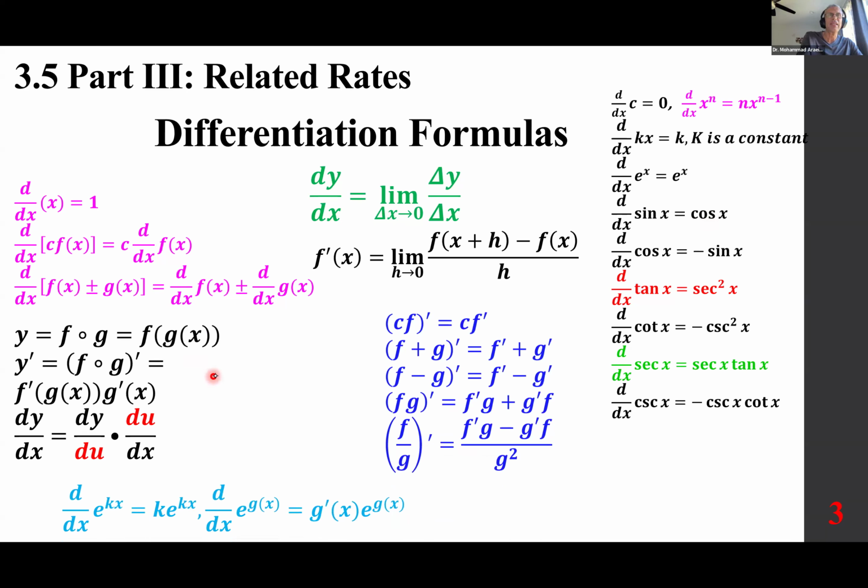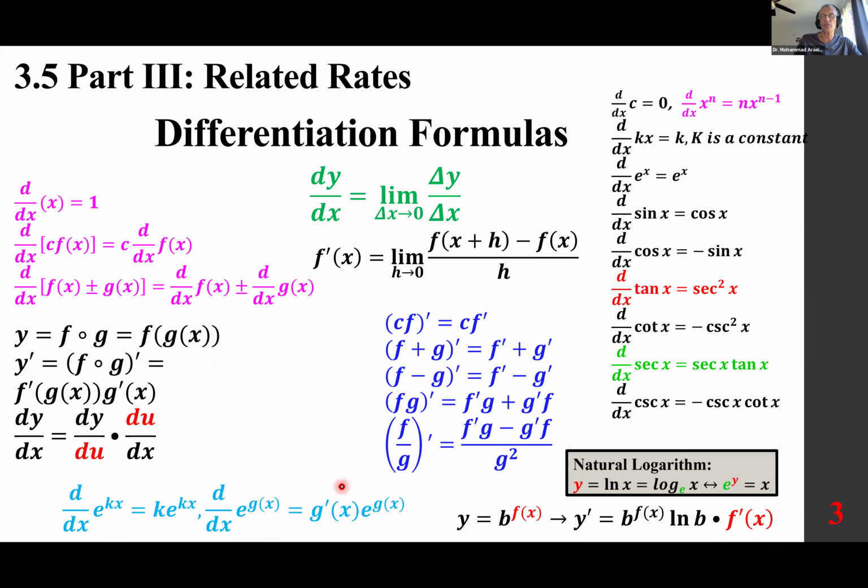And the derivative of e to the x is itself. The derivative of e to the power of kx is itself times k by the chain rule. The derivative of e to the power of g of x is itself times g prime by the chain rule.